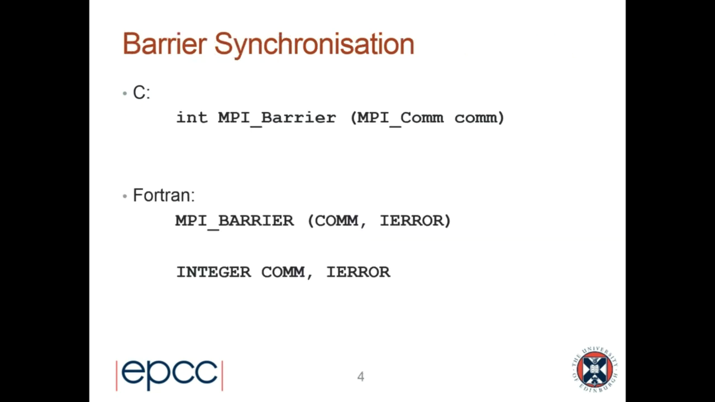So barrier synchronization is a collective operation. MPI barrier, you've seen it already. If you've read the exercise notes, I mentioned barrier. Use barrier when you want to do accurate timings of code. All the processes in communicator comm are synchronized before they move on again.